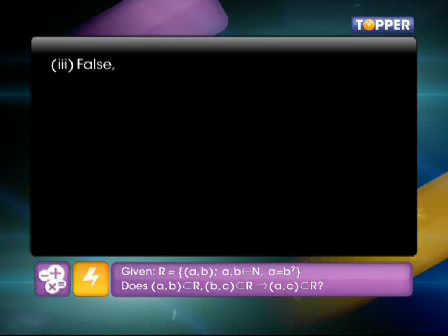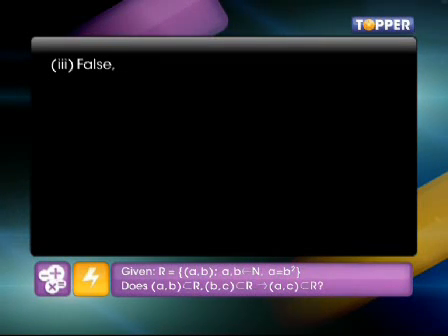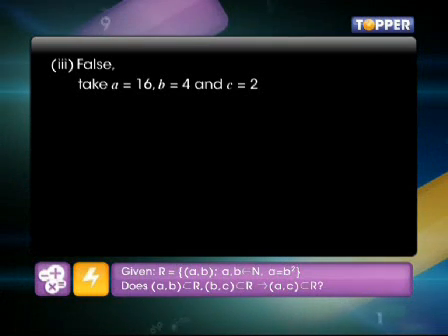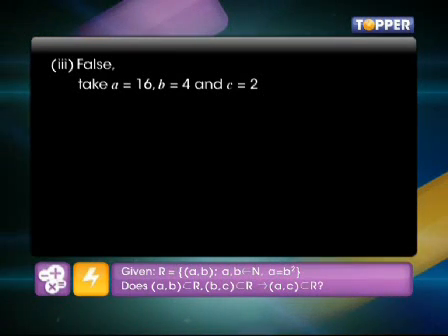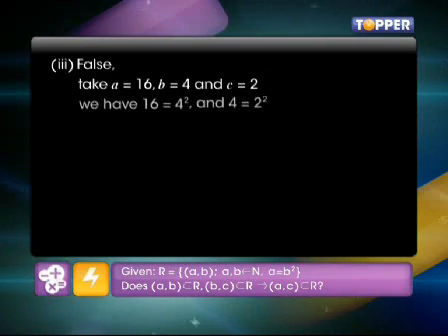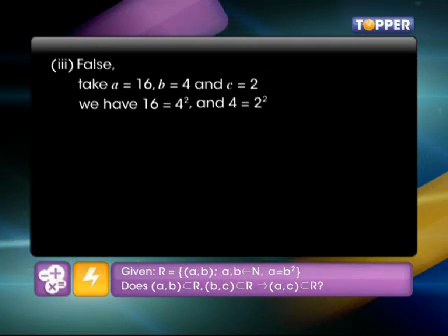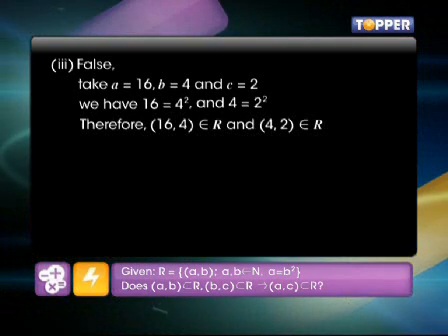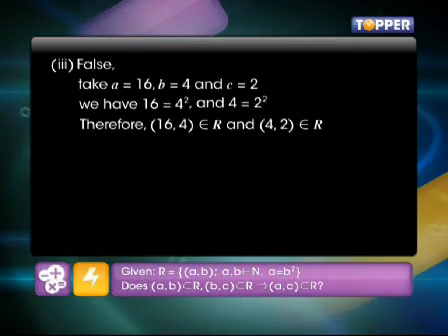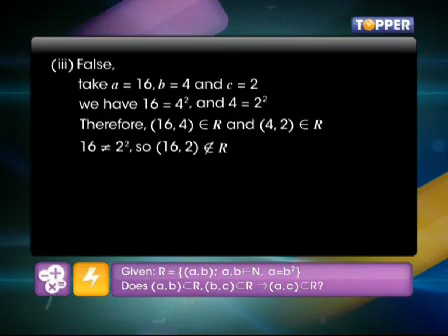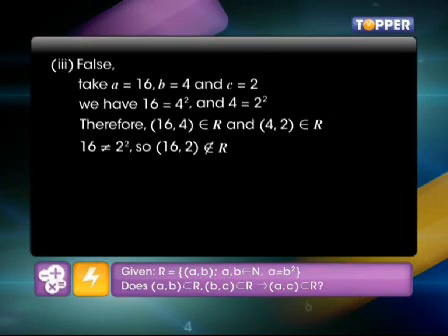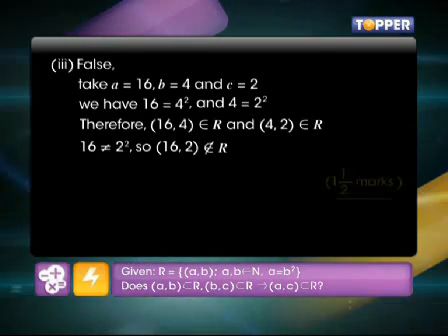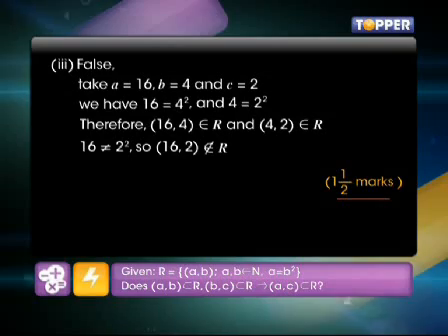In the final part 3, again this is not true. For example, take a is equal to 16, b is equal to 4 and c is equal to 2. We have 16 is equal to 4 squared and 4 is equal to 2 squared. Therefore, (16, 4) belongs to R and (4, 2) belongs to R. But 16 is not equal to 2 squared. Therefore, (16, 2) does not belong to R. And you get your final 1.5 marks.